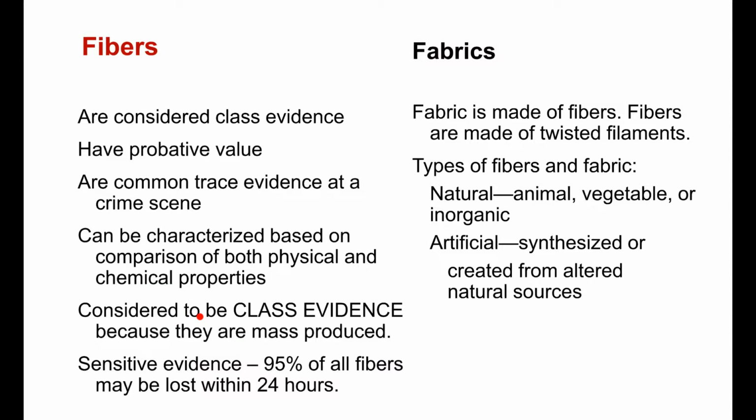It can be characterized based on us looking at physical properties and also us looking at chemical properties. And in labs, we will do both. One of the main reasons that fibers are considered class evidence, and this is something I'll need you to underline, is because they are mass produced. So when shirts or blankets or any kind of material is made, it's all made in bulk in these huge factories, and they're all manufactured pretty much simultaneously, which makes it easy for different fibers to end up in different batches.